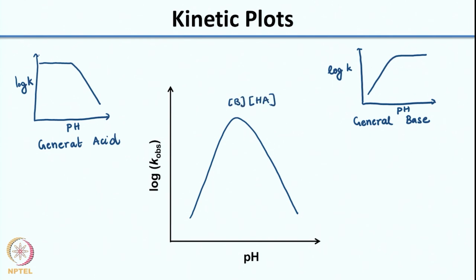Now, as you go on increasing the pH, HA will dissociate to H plus and A minus. So, now you would again see the rate drop off. Here you will have a high concentration of B, but the concentration of HA will decrease. So, this is what the kinetic plot will look like.